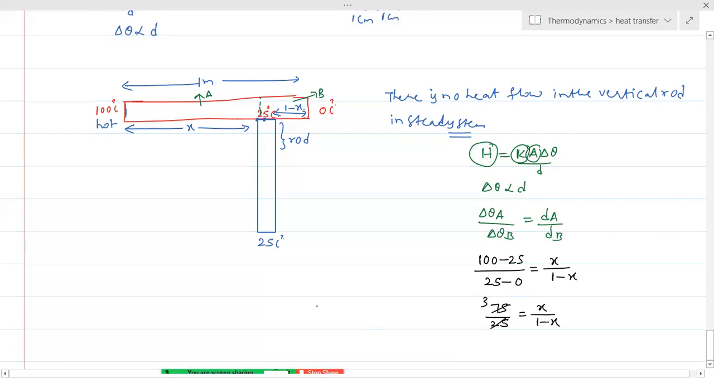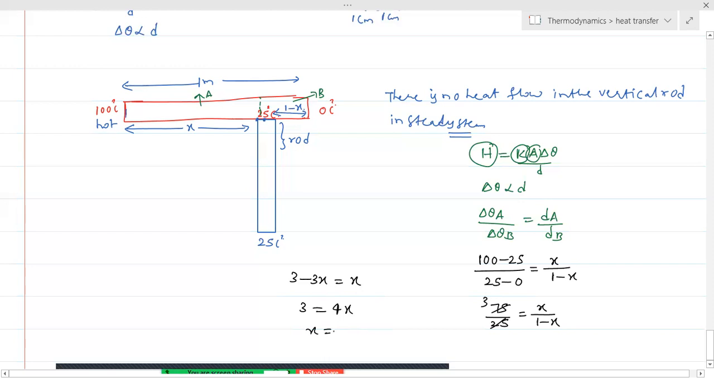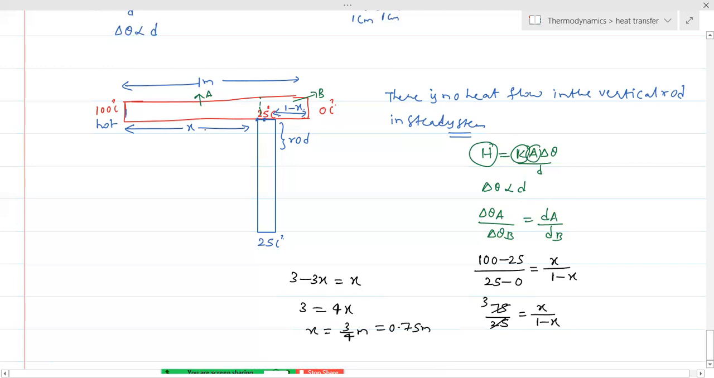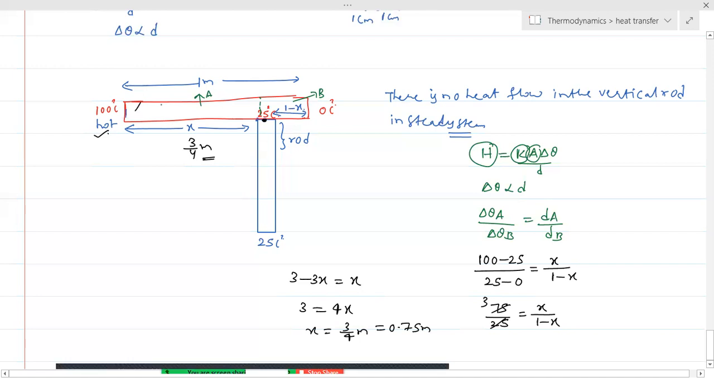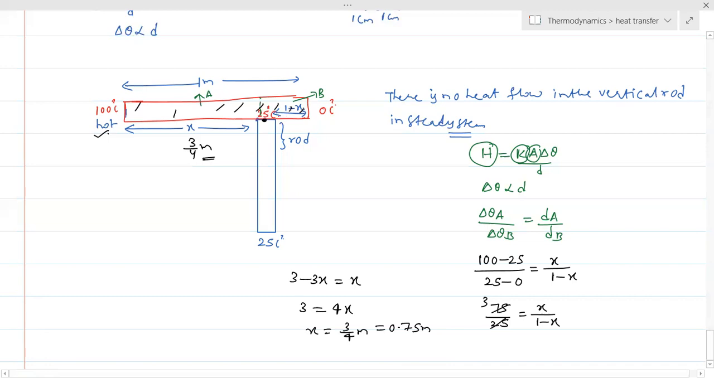By taking this, we will get 3 minus 3x is equivalent to x, or 3 is equivalent to 4x, or x is equivalent to 3 by 4 meter, that is 0.75 meters. So what is the conclusion? You need to place the vertical rod at a position of 3 by 4 meter from the hot end, such that the total system is in steady state.